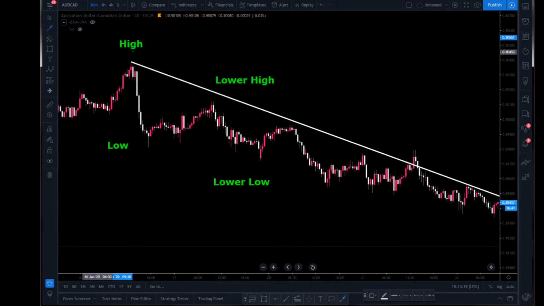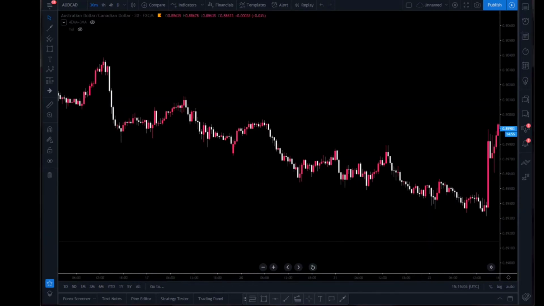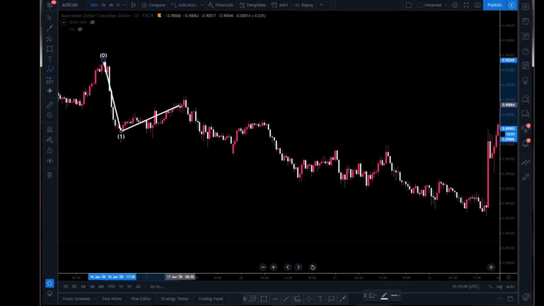So we have a high right here. We have a low right here. We have a lower high right here. And a lower low. Because remember, we need 4 points: high, low, lower high, lower low, in order to make a down trending trend line. Remember, we always need a minimum of those 4 points, okay?